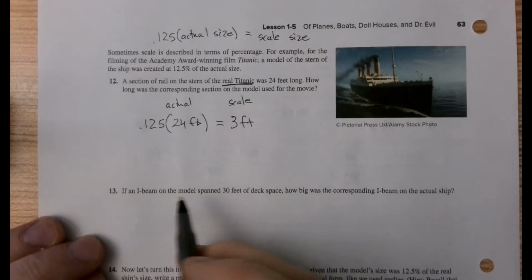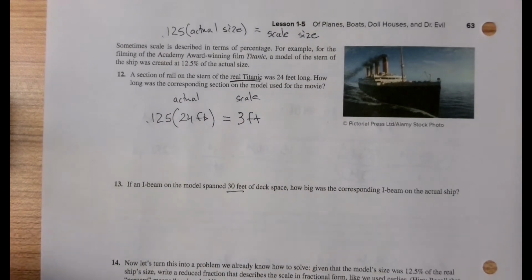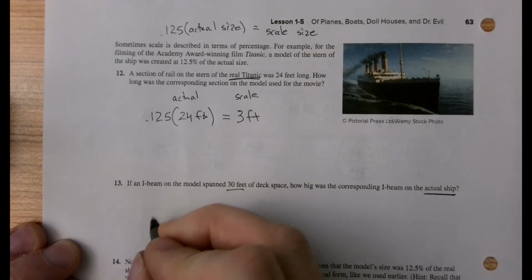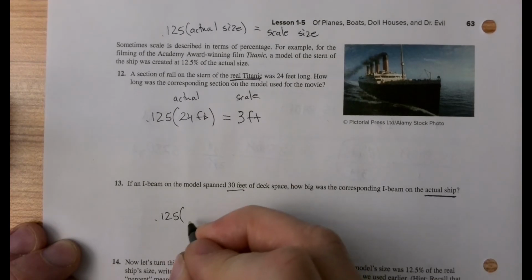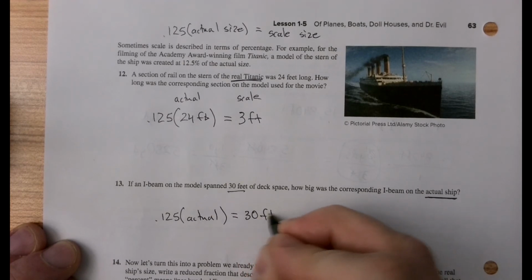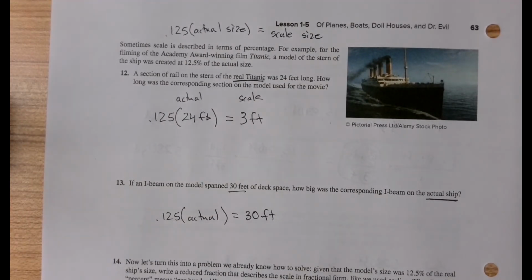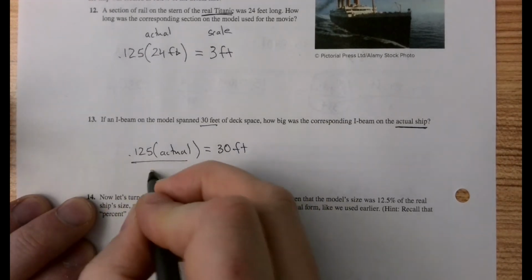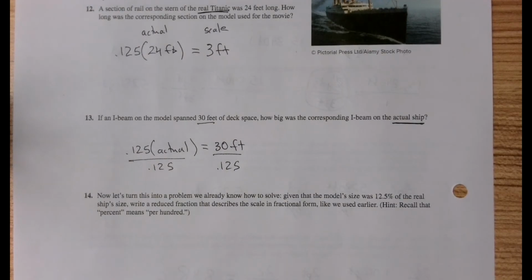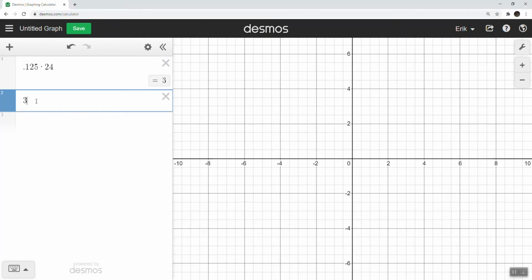All right, so if an I-beam on the model was 30 feet of deck space, notice this is the small size, how big is the corresponding one on the actual ship? Well, if we use this as our pattern, we do 0.125 times the real, so I'll put in here actual, equals the scale size. Well, the scale size is 30 feet. You may recall this problem. Simply divide both sides by the decimal equivalent of the percentage, and we get the actual size. Again, let's jump to Desmos. 30 divided by 0.125, and we get 240 feet.